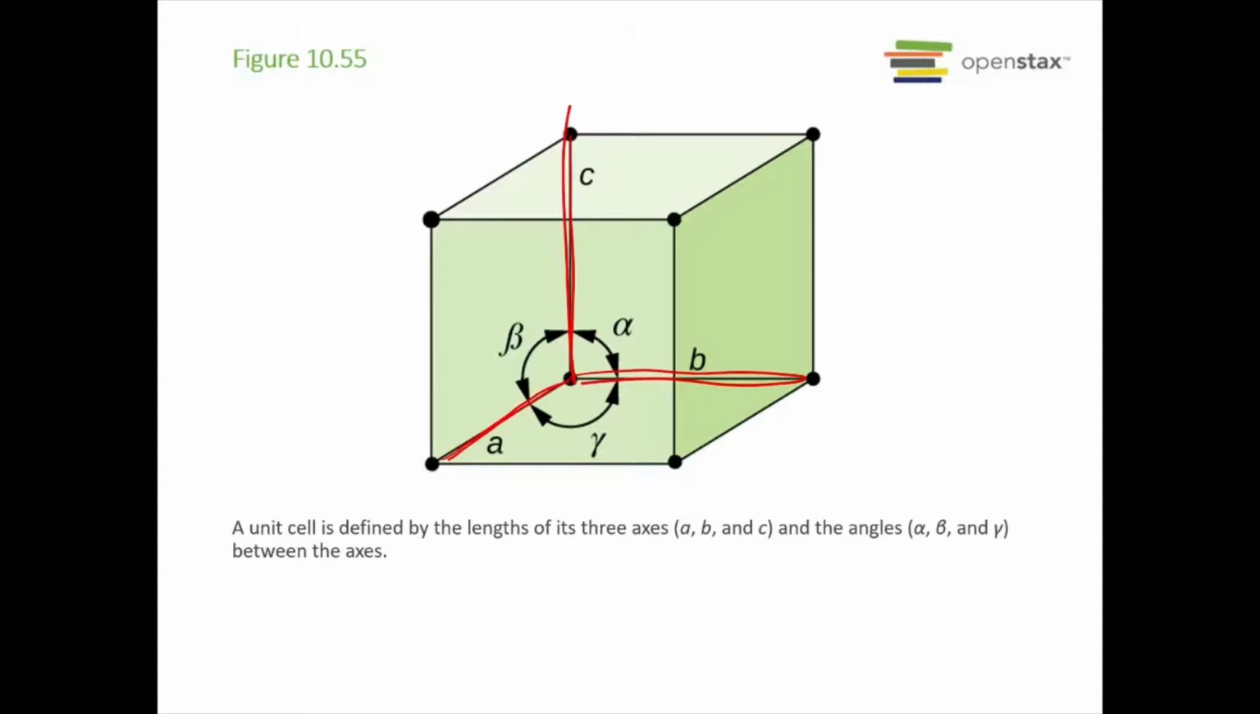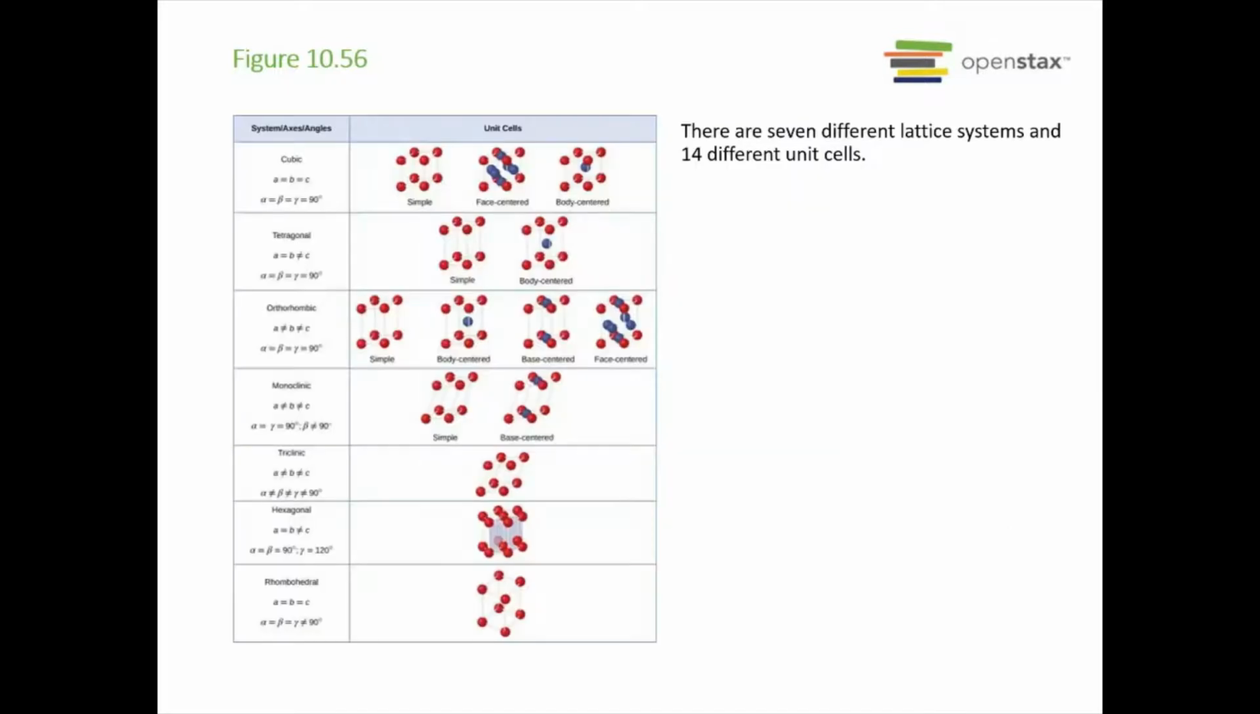So the angles, alpha, which is here, beta and gamma also define the unit cell. So there are more unit cells than just cubes, but we are really just focusing on the cubes. For instance, here's all the different types of lattice systems and the 14 different unit cells. Again, we really only care about cubic: simple, face-centered, and body-centered is all we are focusing on. But there's so many other types. That's not for another day, that's for another year and everything way down the road.